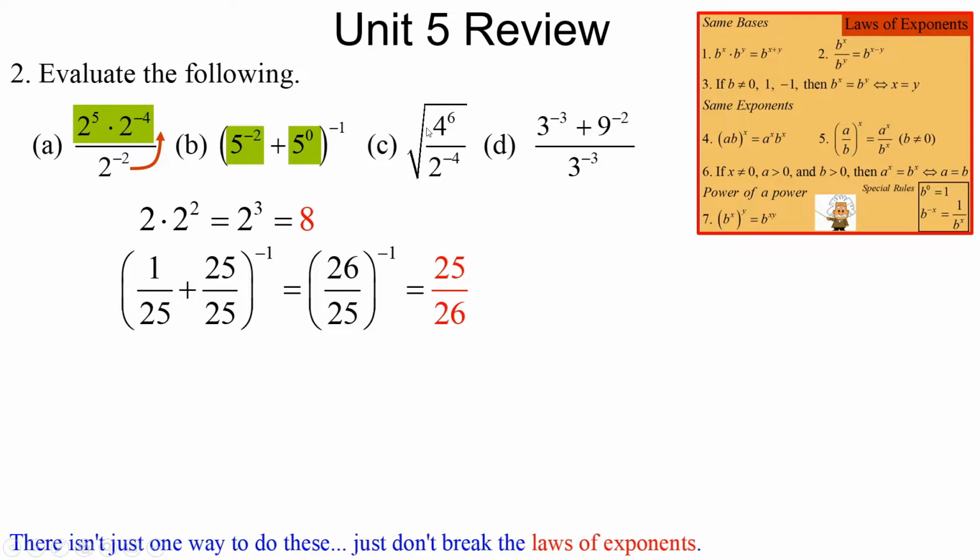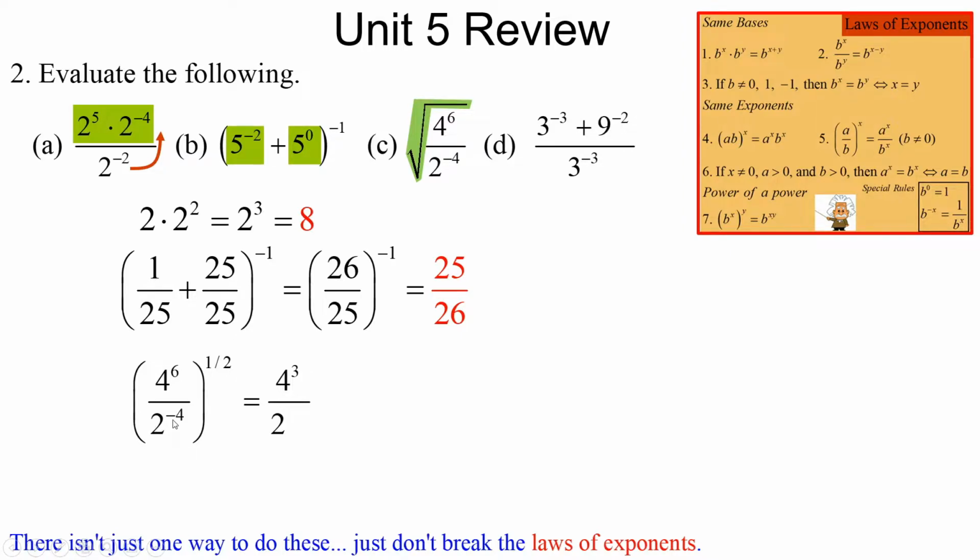Now part C. Well, underneath this radical, we have 4 to the 6 over 2 to the negative 4. All right. Now, the first thing I would want to do is drop the radical. And can't I write a square root as a rational exponent of 1/2? Just like that. And now I can use all my laws of exponents there and clean this up. Now I'd be thinking, well, this is power of a power. So 4 to the 6th to the 1/2 would be 4 to the, and now we multiply those, power of a power, 6 times 1/2, to the 3rd.